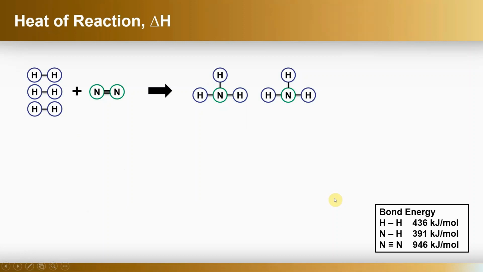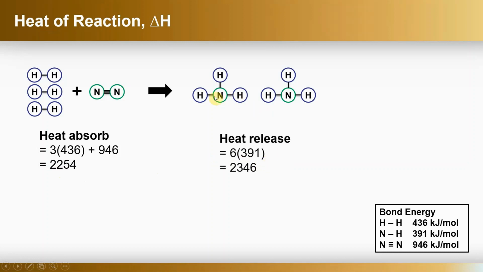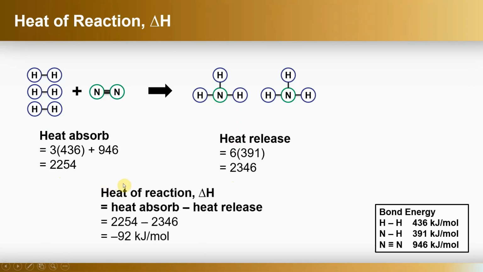And so let's look at the calculation in detail once again. First, we calculate the heat absorbed. We have 3 hydrogen bonds, 3 times 436, plus 946 for the nitrogen bond. So the heat absorbed is 2254. For heat released, there are 6 nitrogen-hydrogen bonds. So we multiply by 6, and we get 2346. And once again, to find the heat of reaction, we use heat absorbed minus heat released. We get a net difference of negative 92 kilojoule per mole. And this shows that it is an exothermic reaction. Just one thing, you do not have to memorize the bond energy. It will be given to you.